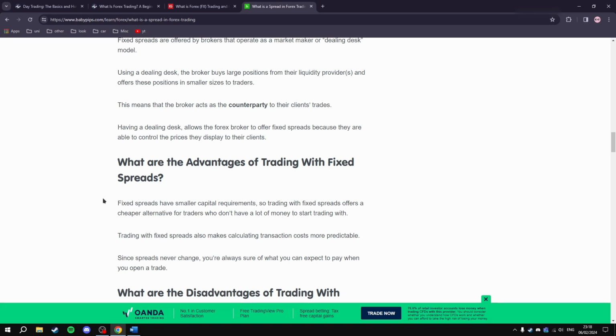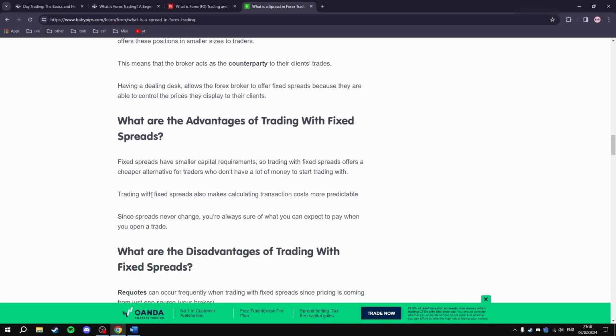What are the advantages of trading with fixed spreads? Fixed spreads have smaller capital requirements, so trading fixed spreads offers a cheaper alternative for traders who don't have a lot of money to start trading with. Trading with fixed spreads also makes calculating transaction costs more predictable. Since spreads never change, you're always sure of what you can expect to pay when you open a trade.